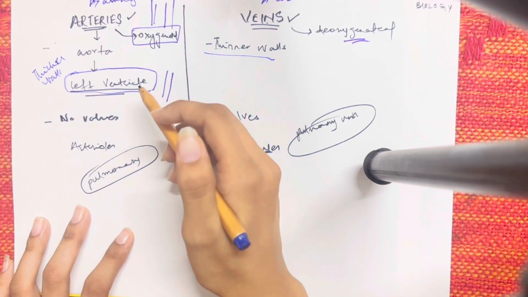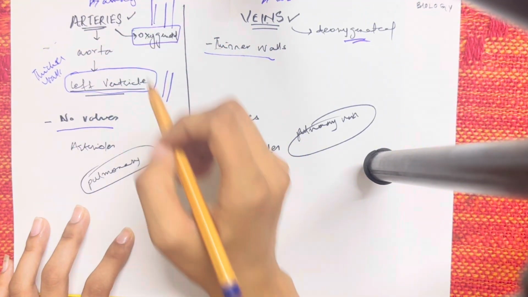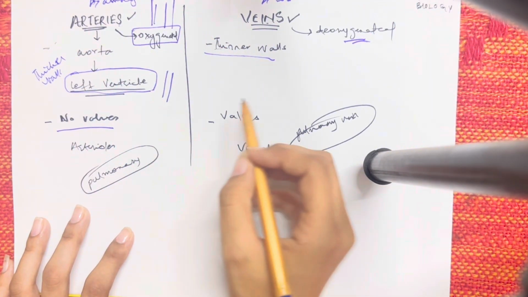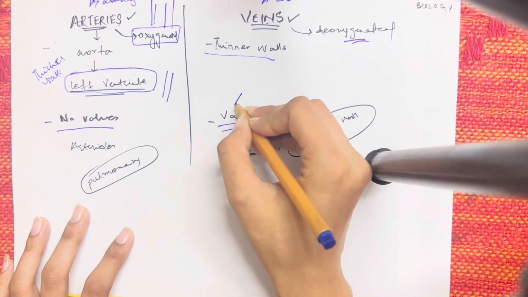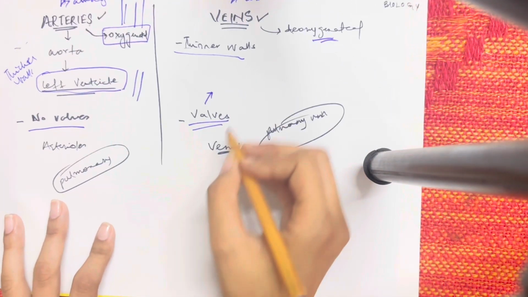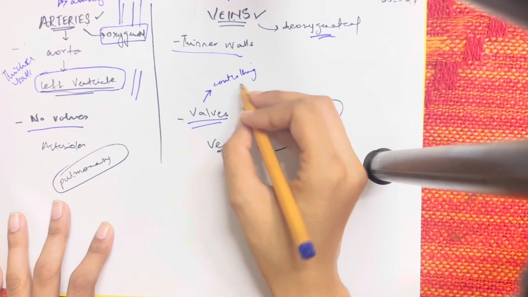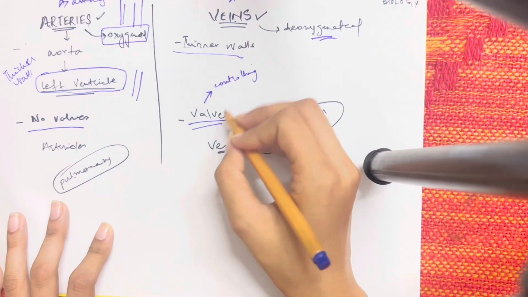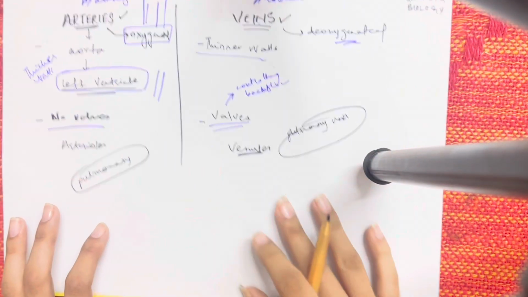The other component that we're going to talk about is the valve. Valves are not present in the arteries, whereas veins consist of valves. What is the function of the valve? Basically, valves control the backflow of the blood. This is very important when we talk about the flow of the blood, controlling the backflow of the blood.